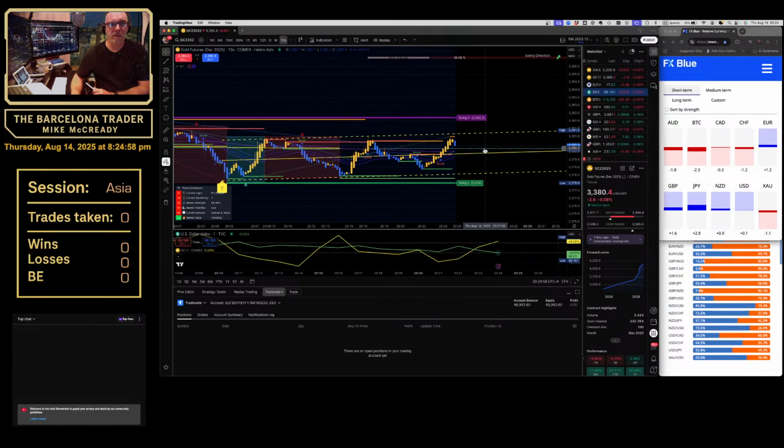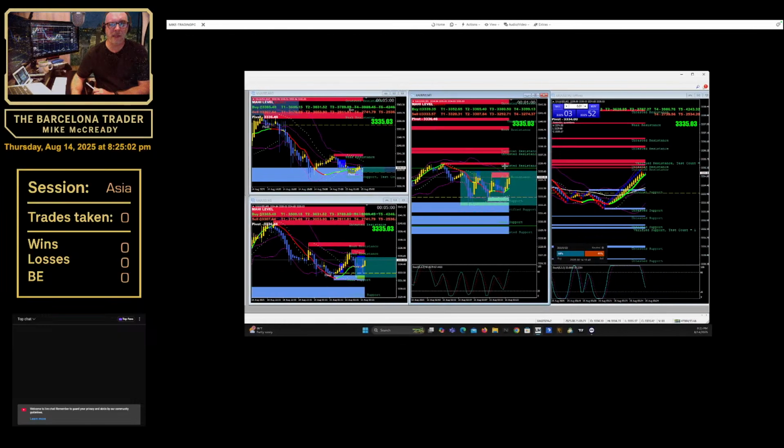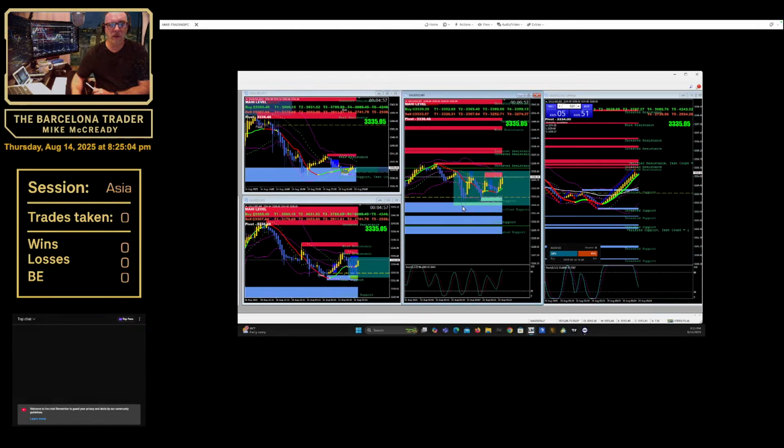So again, I want to see price move above this swing high, below this swing low at least. Probably, well, certainly on the downside, much lower than that. On the upside, it looks like we have some space to trade without a lot of obstacles, but we need to get out of this area here, probably up to 33.38. We're at 33.35 now.